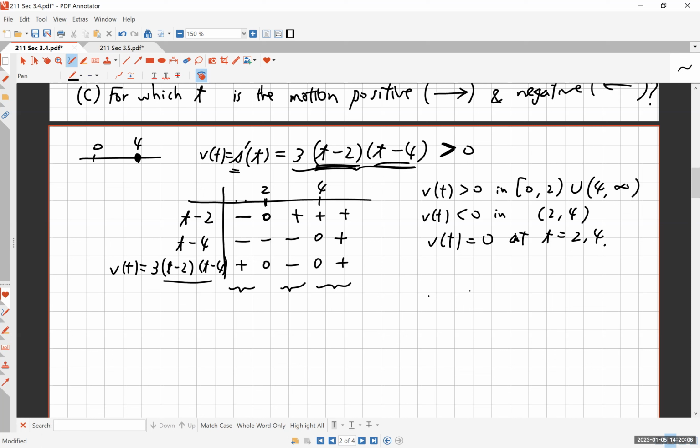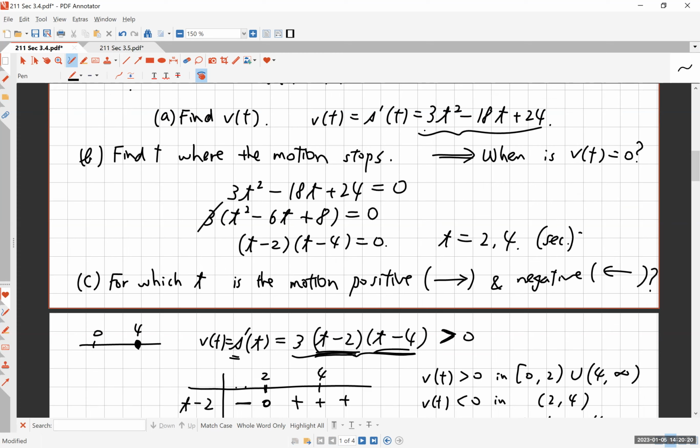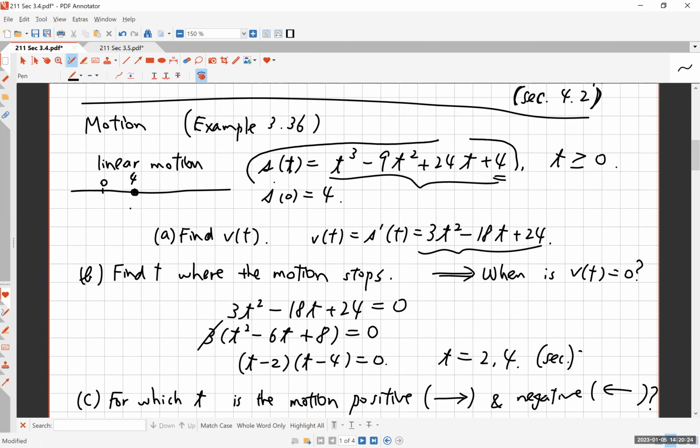All right, so now we get a good picture here. By the way, let's try to find out the positions. We already found s of 0 is 4. Now the position function is way back here, right? So all you have to do, and I'm not going to do this right now, you can do this easily, to evaluate this function at 2 and 4 is to plug in 2 and 4.